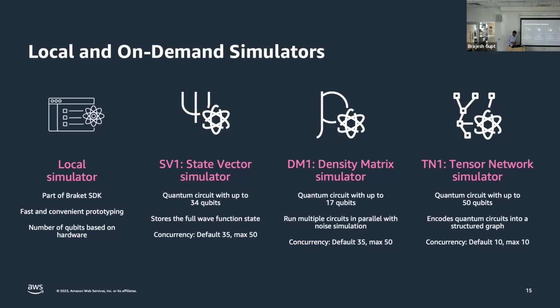Then there is the density matrix simulator. The density matrix simulator is special in the sense that it can simulate noise as well. The state vector simulator simulates an ideal quantum device, but if you want to simulate how noise affects the results of your quantum circuit, the density matrix simulator is the way to go, and it goes up to 17 qubits. Then the tensor network simulator is another simulator that does not store the entire wave function. It encodes the quantum circuit into a structured graph, and that can go up to 50 qubits on Amazon Braket.